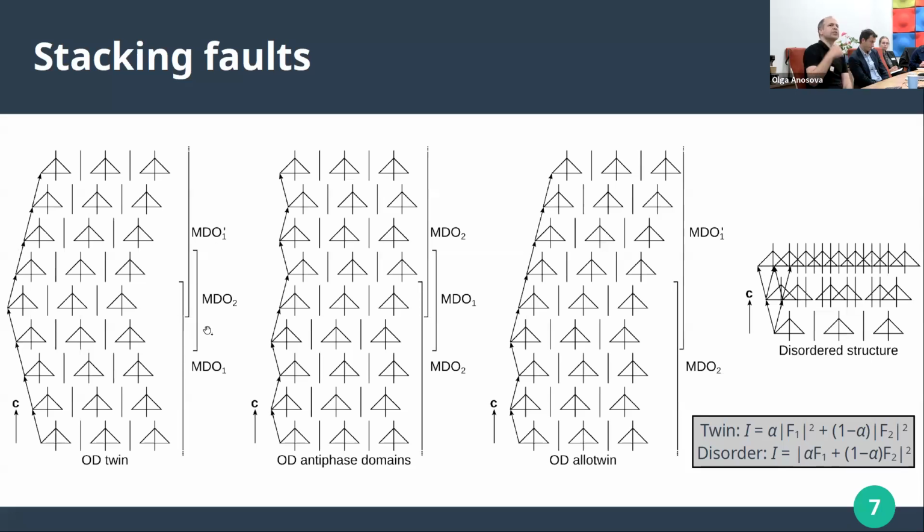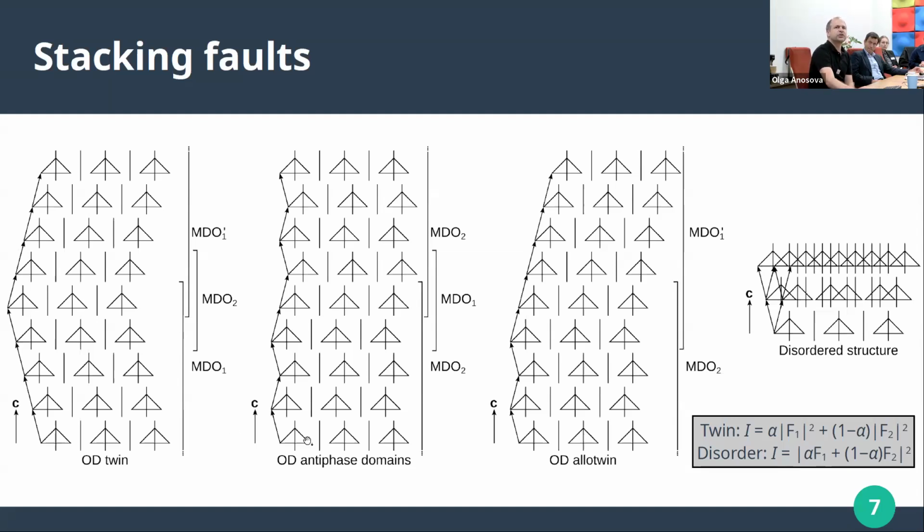MDO polytype. But the more important thing is that these two twin domains, they share a central layer. So usually when people think about twins, they think you have one domain, then you stop, and you have the other domain. But in OD twins, the crucial point is that you have an interface where basically you're in both domains at the same time.